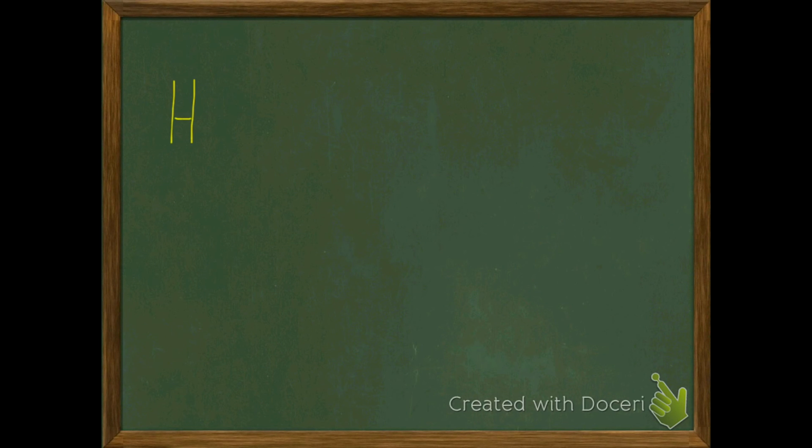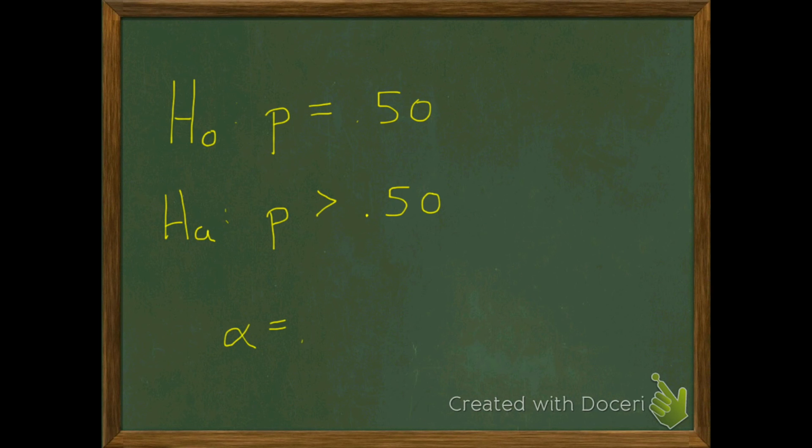So the problem will be set up with the null hypothesis, p equal 0.50, and the alternative hypothesis, p, the majority, being greater than 0.50. And I'm pretty sure that the level of significance was 0.05. Okay? So the next thing we're going to do is we've got to get our test statistic.